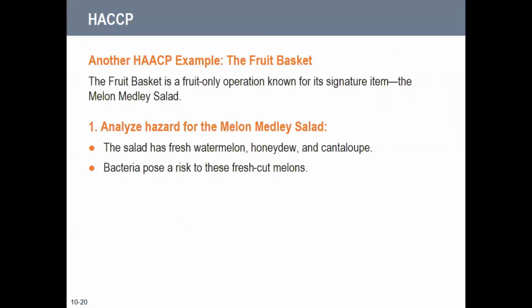So let's use a HACCP example here, fruit basket. In this example, the fruit basket is a fruit only operation, and it's known for its signature item, the melon medley salad. Melon medley salad. Whew, that is definitely a tongue twister, right? So the first step that we have to do is analyze the hazards for the salad. And again, that's just for the salad. That doesn't include anything else that this operation has. This is just for the salad.